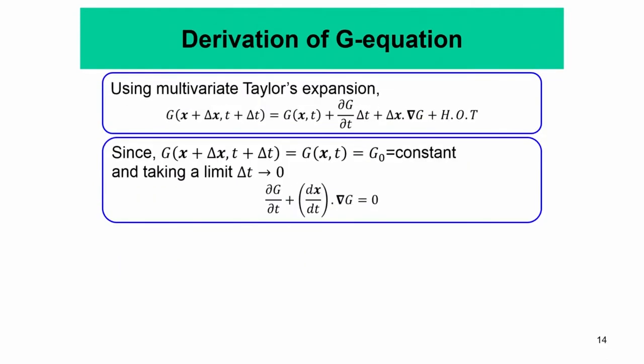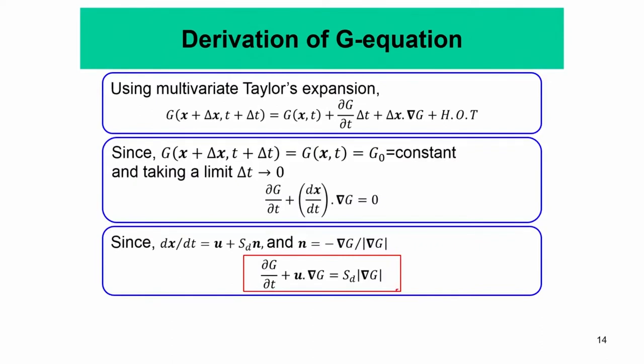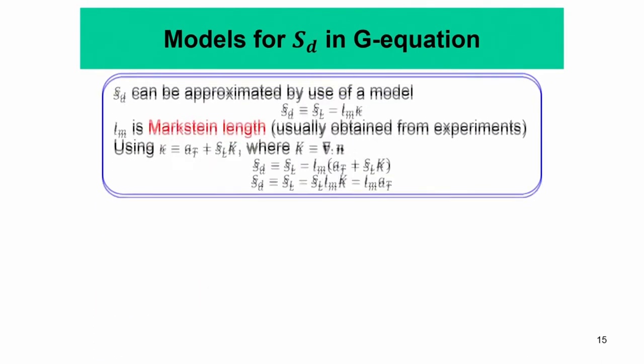So then we could derive this, and the final G equation was given like this: partial dG/dt plus u dot grad G, the velocity vector dotted with the gradient acting on the G field, is equal to S_d times mod of grad G. Of course this is a nonlinear term, because mod of grad G can be written as the square root of grad G dot grad G, and that is where the nonlinearity of this equation comes from. It cannot be solved directly by normal central differencing or finite differencing methods, and there are special methods available for solving the G equation, which we will not discuss here.